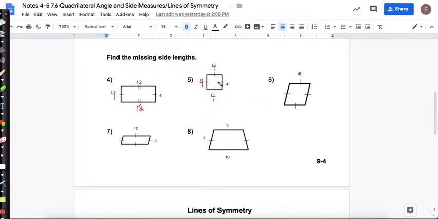And once again, it's also a parallelogram. And remember, a square is not only a parallelogram, but it's a rectangle because it has 4 right angles, and it's also a rhombus because it has 4 congruent sides.